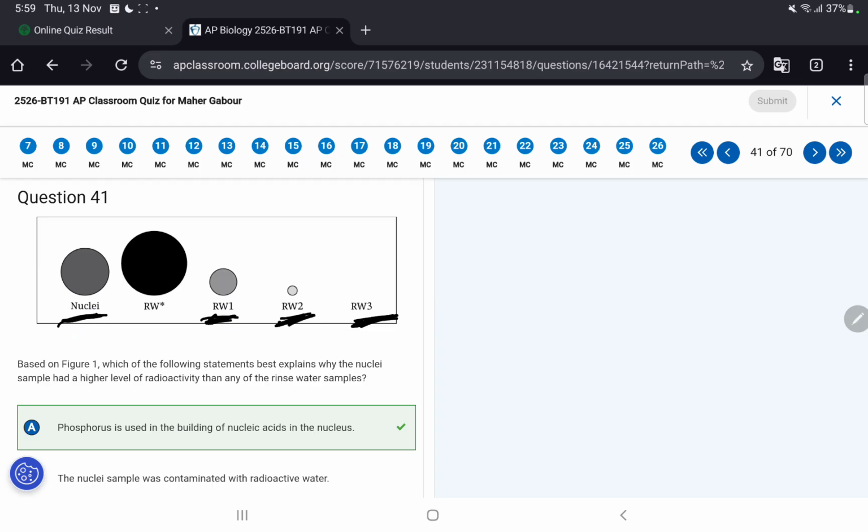So why did the nucleus have a high radioactivity? Because the phosphorus was actually used in building nucleic acids inside the nucleus. The nucleus took all the phosphorus that it could find and started to use it. That's why it was more radioactive, because when you're taking in the phosphorus that's radioactive, you're going to become more radioactive. That's the whole thing.